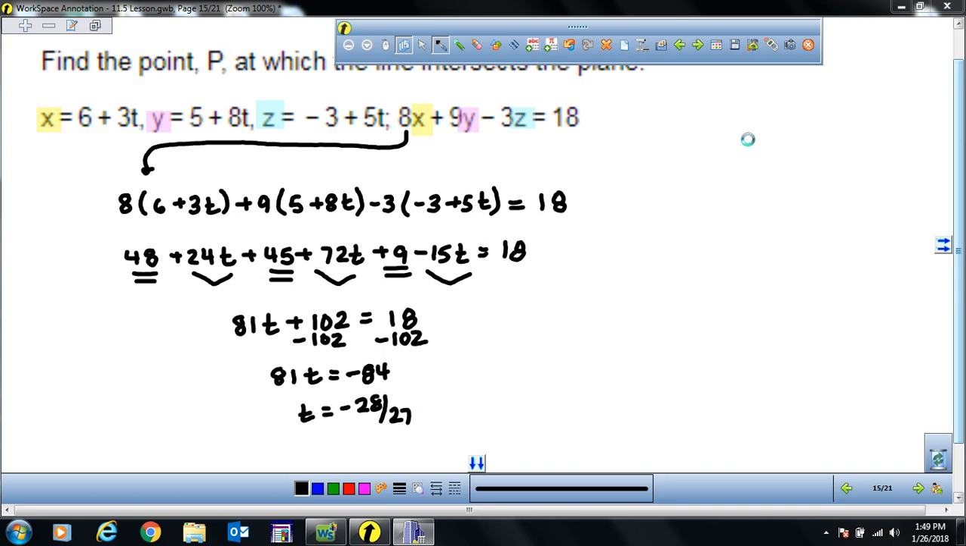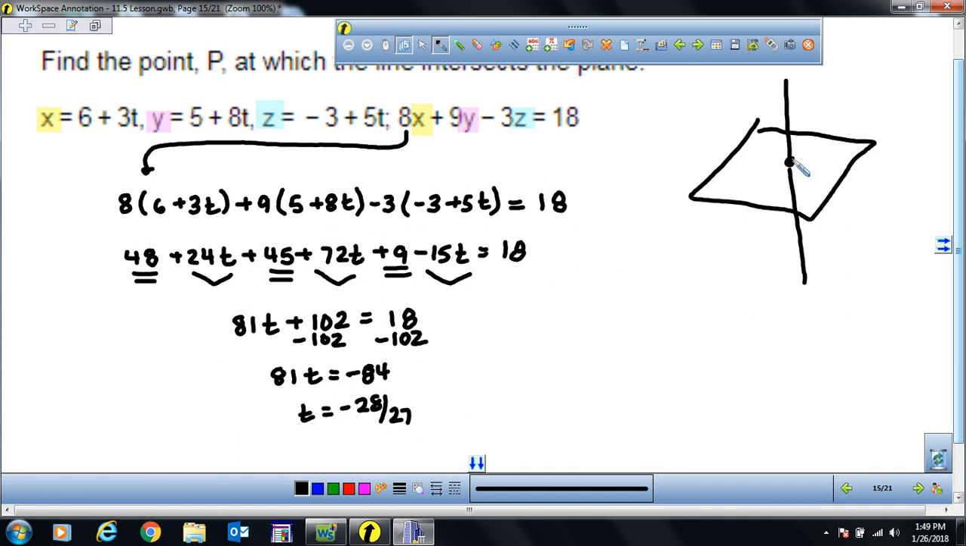Just remember that a plane and a line are going to intersect at some point, and that's what we're trying to find. So we have some plane, and then we have a line. We want to find that point of intersection of the plane and the line. So how do we find that point of intersection? We already know that the point of intersection occurs when t equals negative 28/27. So we're going to substitute that back into the x, y, and z of the parametric equations.